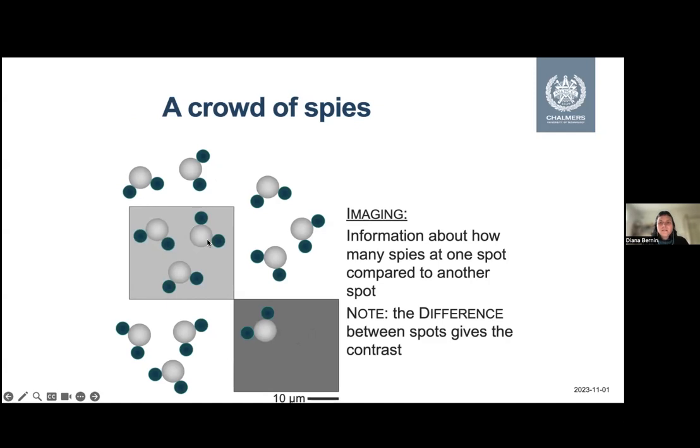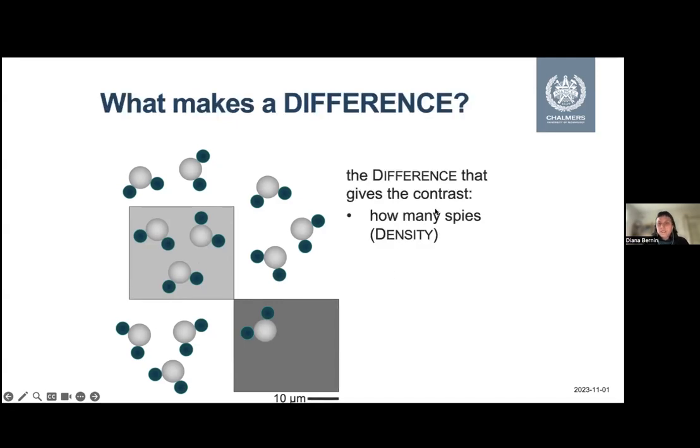Because it's the amount of hydrogens or protons that I have in this voxel. So here I have 6, and here I have 2. So 2 spice and 6 spice. And that means that the difference gives the contrast in an image. And here the difference could be the amount, the density, how many I have. But then what makes a difference?